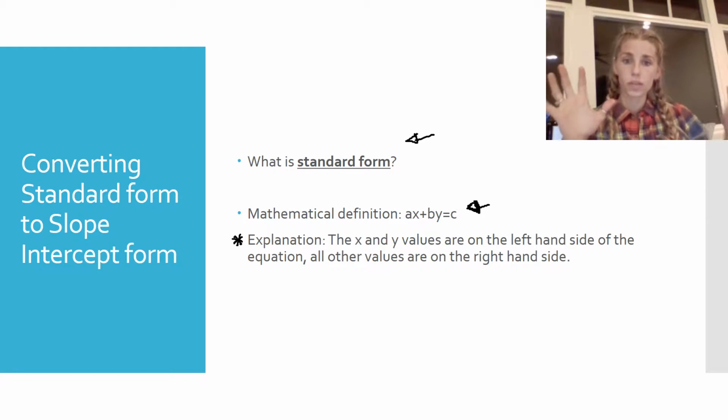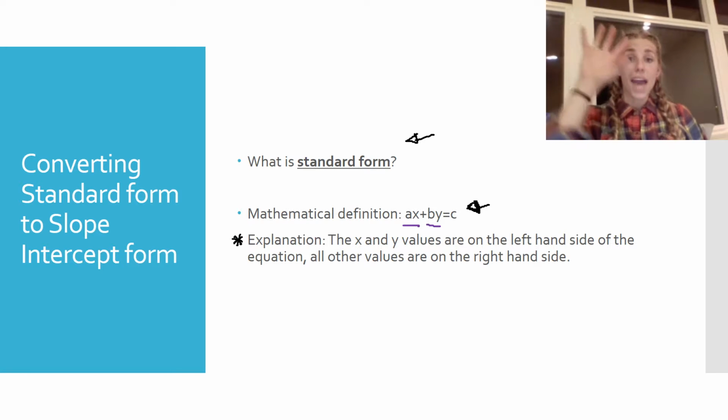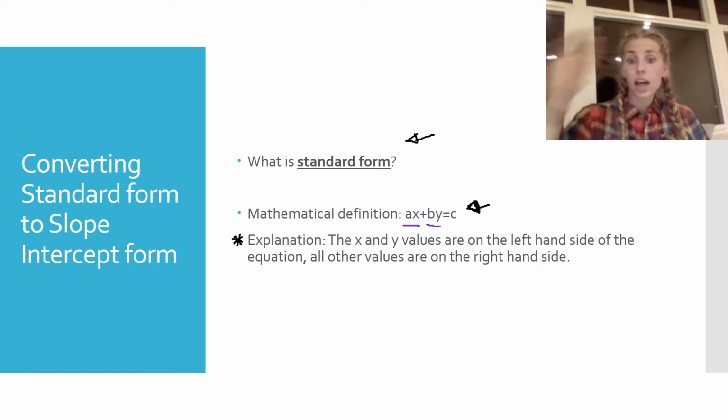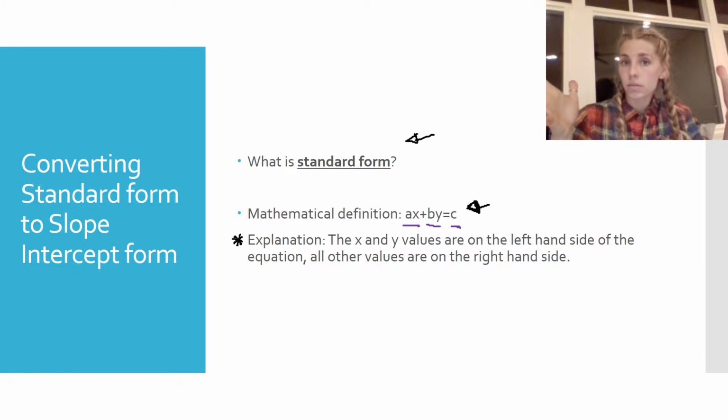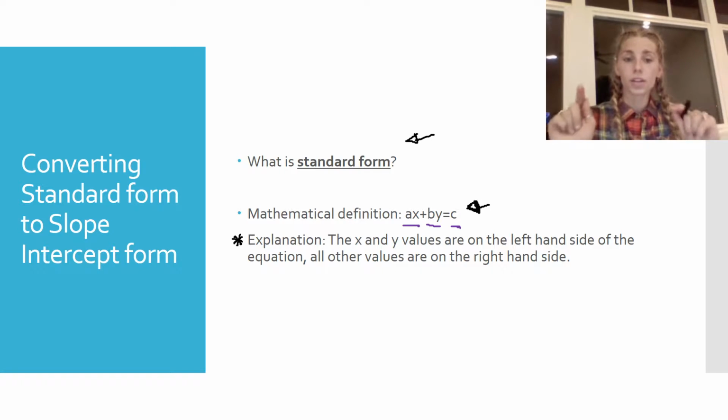That's standard form. So if you see here, let me write in purple, we have ax and by. My x values and my y values are together on the left-hand side of the equation, and then you have whatever else on the right-hand side of the equation. That's all standard form is. The x and y are on the left-hand side, everything else on the right-hand side. So get that in your notes. That is what standard form is.